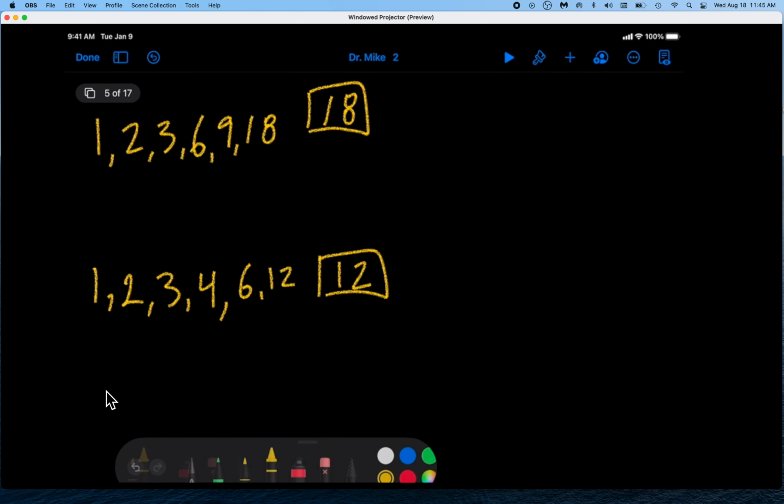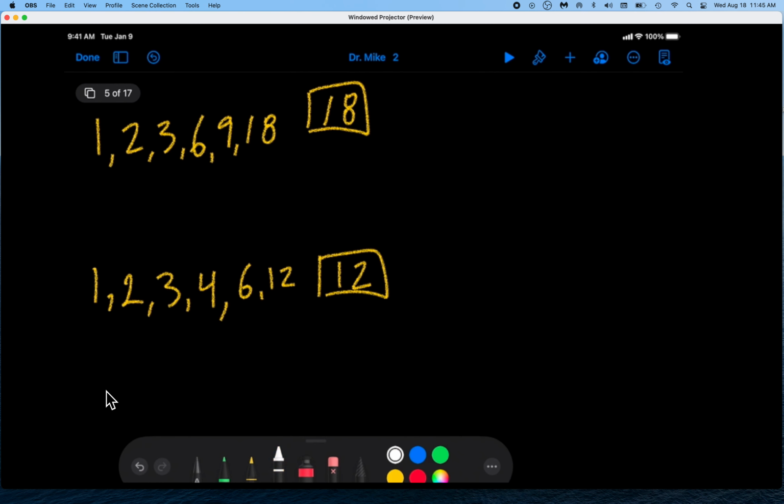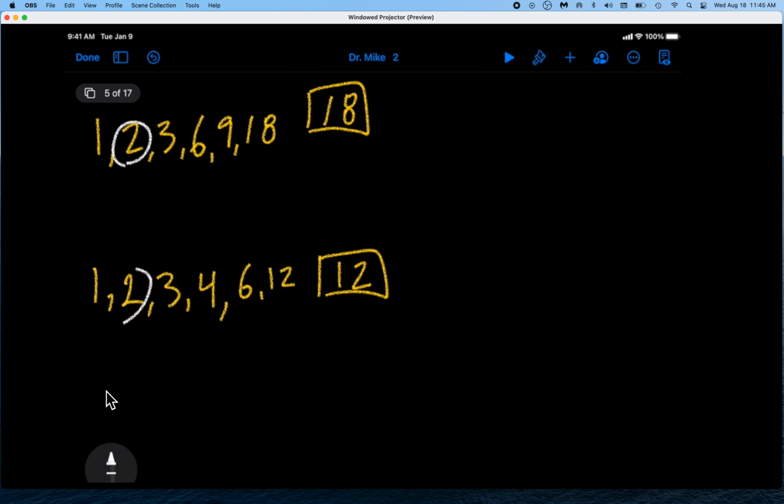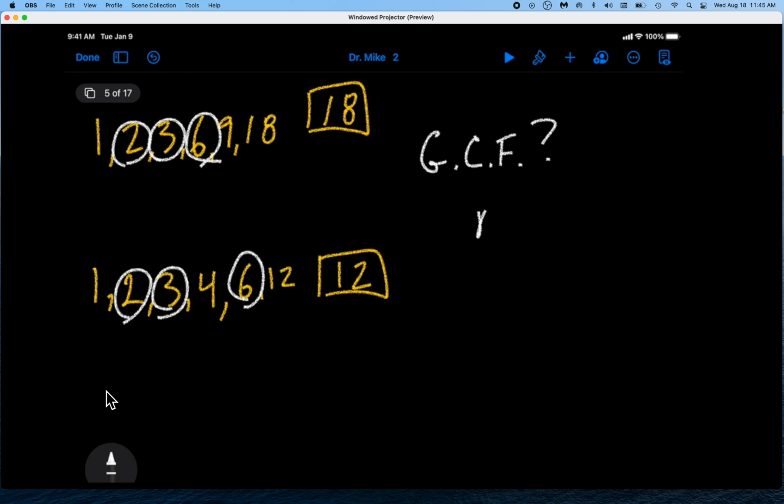Any common factors? Yes. 2 is a common factor. 3 is a common factor. 6 is a common factor. Of all these common factors, which is the greatest common factor? The answer is 6. So that is the GCF.